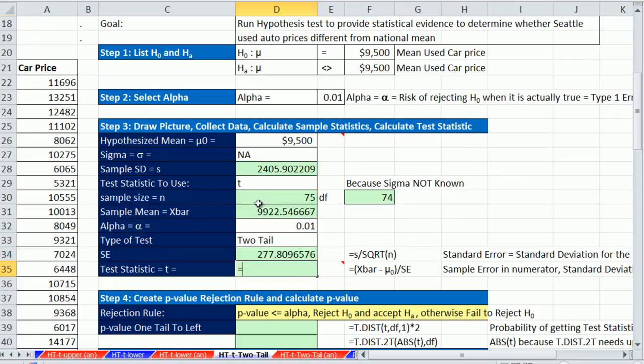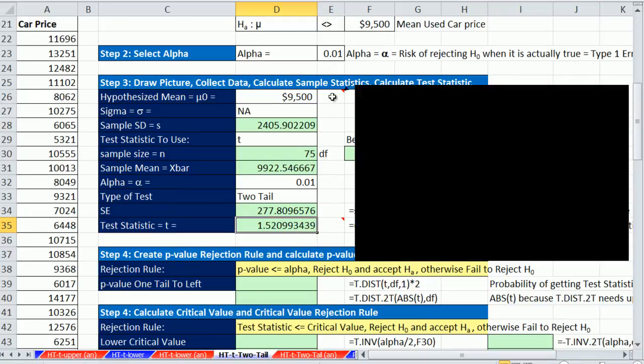So when we calculate in the numerator our sampling error, we divide it by that standard deviation. And that gives us our t test statistic, which tells us how many standard deviations above or below the hypothesized mean we are. So we're 1.52. We're above, right?